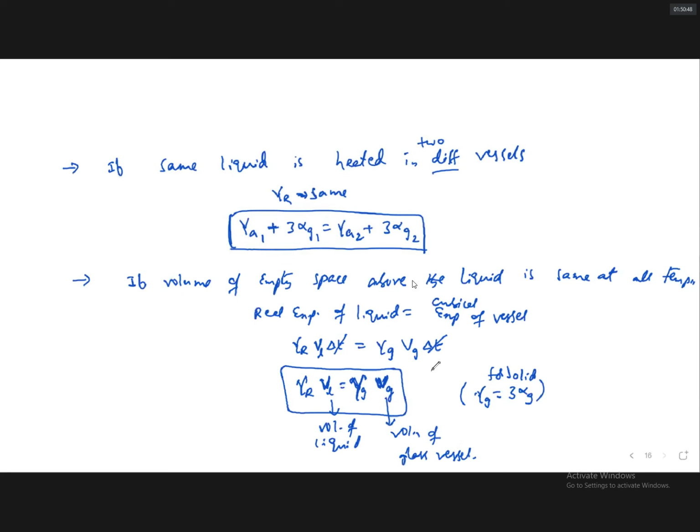Now, the expansion of solids and liquids is related to fluid mechanics. Here, what is the volume of empty space? Volume of empty space means the volume of the glass flask minus the volume of the liquid taken in the glass flask. That empty space volume is constant at all temperatures. For this to happen, this is the required condition.